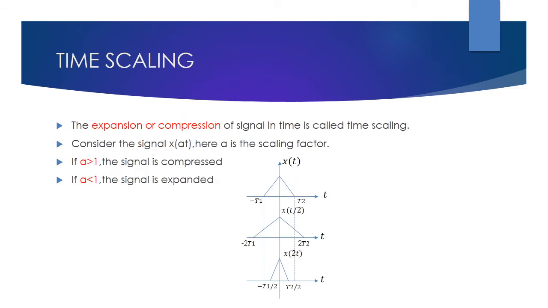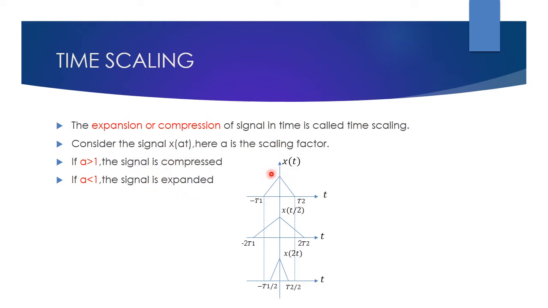The next property is time scaling. So time scaling means expansion or compression of the signal. So generally we will be representing it as x of at. Depending upon the value of a, either the signal is compressed or the signal is expanded. If the value of a is greater than 1, then the signal is compressed. If the value of a is less than 1, then the signal is expanded.